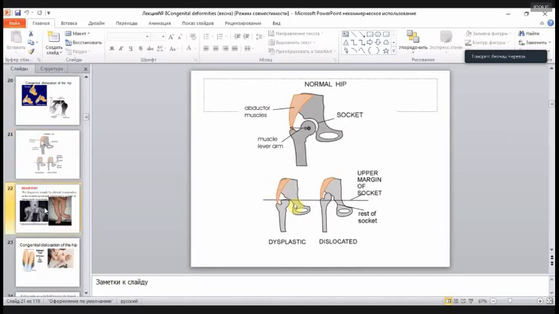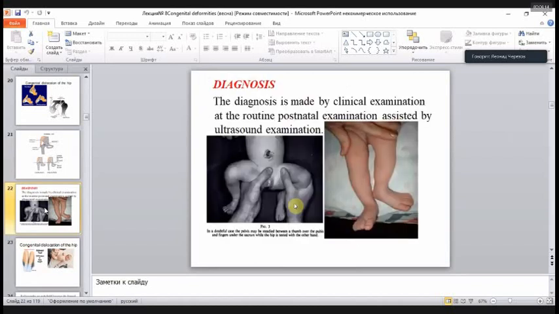Diagnosis. The diagnosis is made by clinical examination and routine postnatal examination, assisted by ultrasound examination. Radiographs are unhelpful because the femoral head doesn't start to calcify until the age of 10 weeks, often later.